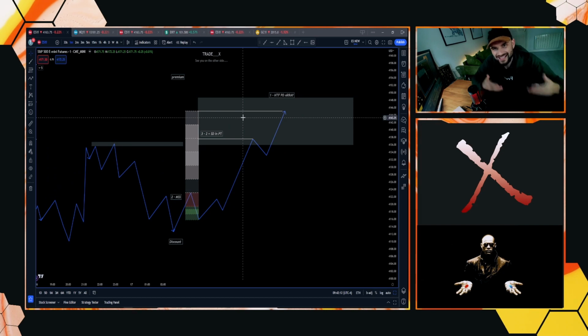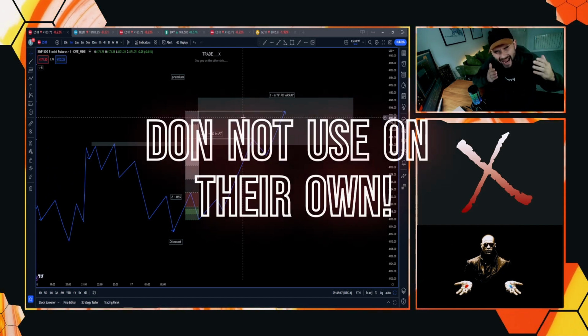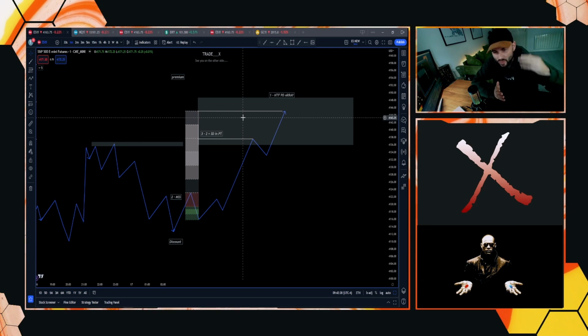What we need to understand is that standard deviations cannot be used solely on their own. We have to use them in confluence with other reasons. And today I'm going to break down a number of reasons as to why you would take a trade using standard deviations. So guys, please don't just throw a Fibonacci extension on your chart and go, bish bash bosh, I'm going to hit buy. You've got to build a picture.